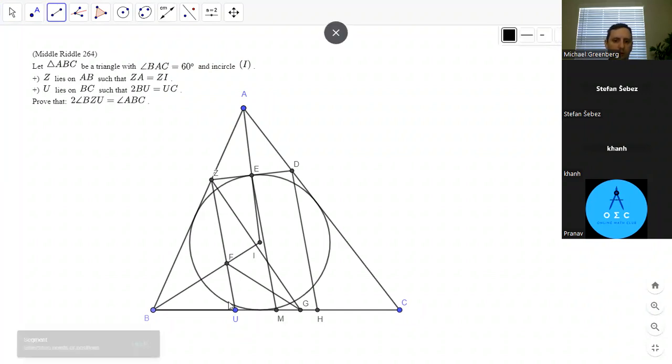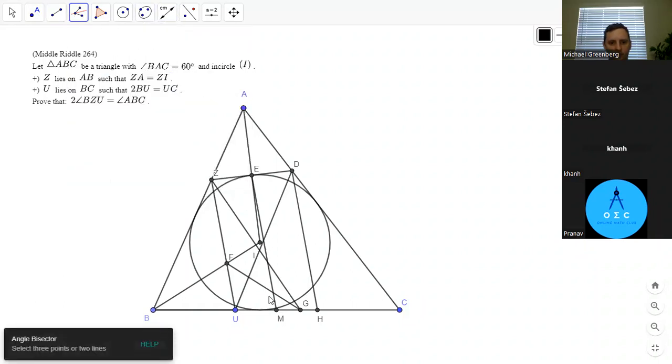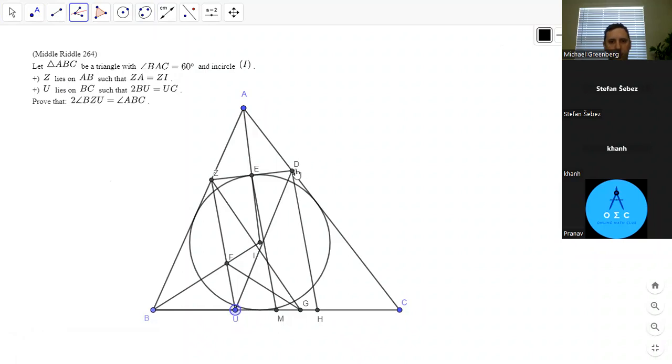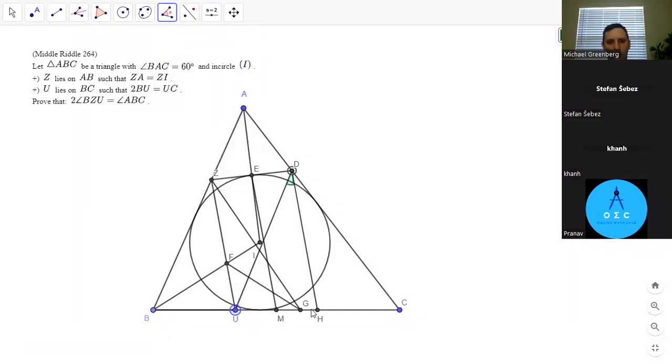So I wonder, what if we draw UD? Are these triangles similar? Let's check. It almost looks like it, right? I don't think they are, but let's check. UDH and BZU. Yeah, they're not similar.